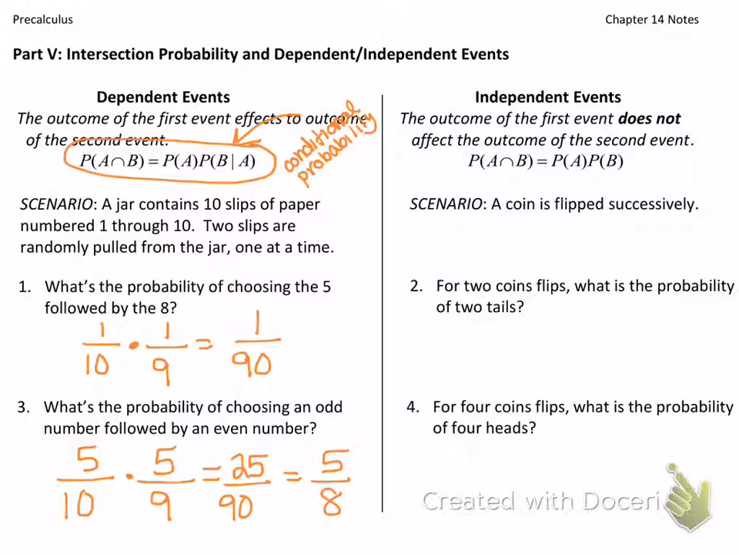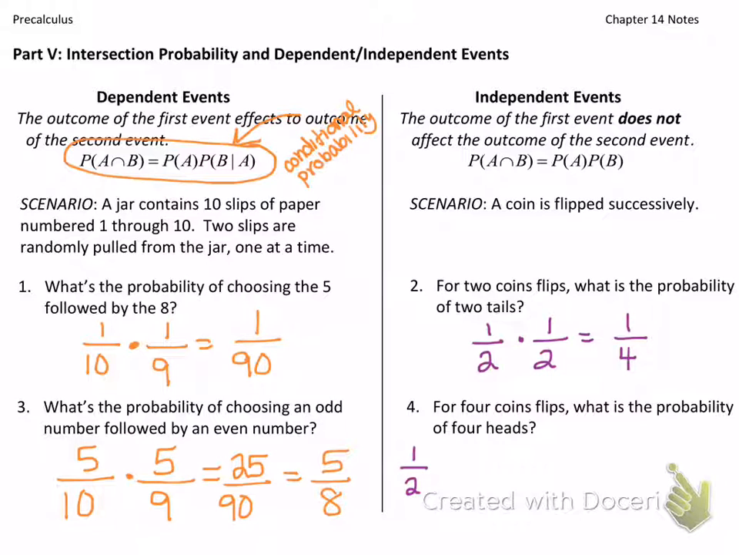Okay, so when there are completely different or independent events, like a coin being flipped, what I flipped the first time has no effect on what I did the second time. So for 2 coins, what's the probability of flipping 2 tails? To get a tails, you have 1 out of 2 odds, and then flip it again, the same odds. So it's 1/4.